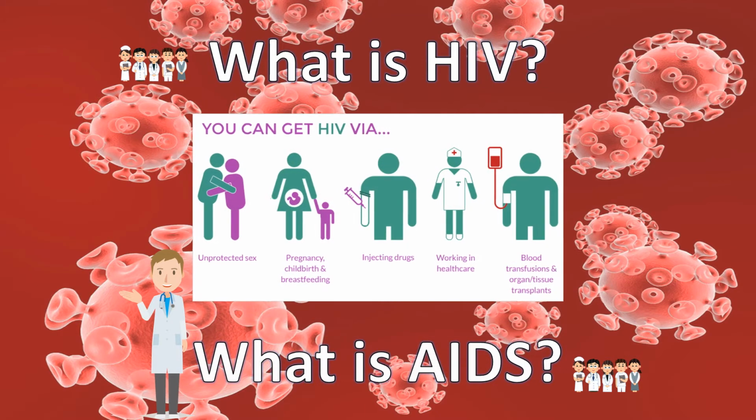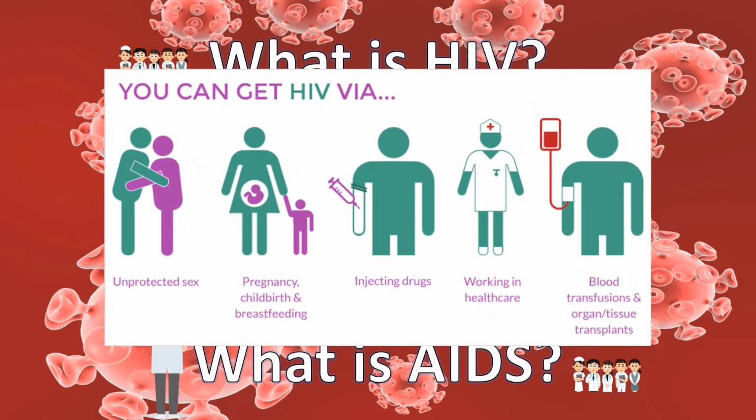You can get HIV via unprotected sex, pregnancy, childbirth and breastfeeding, injecting drugs, working in healthcare, and blood transfusion and organ transplants.